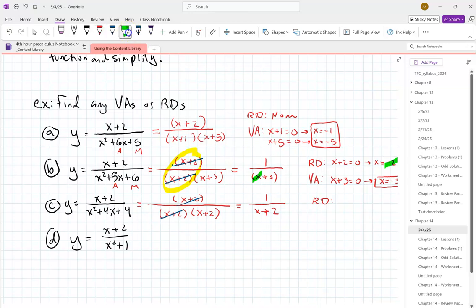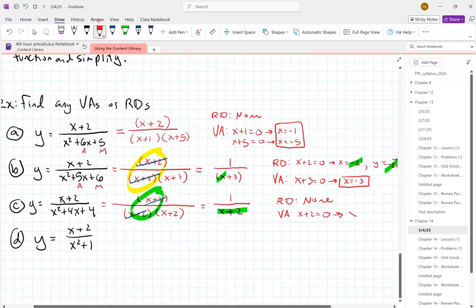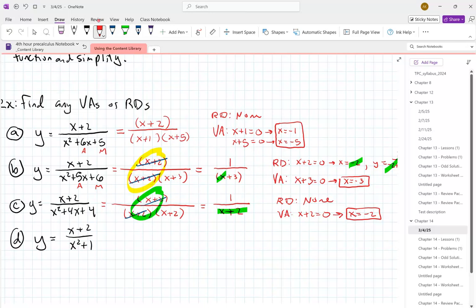No. Because even though I reduced an x plus 2, I still have x plus 2 in the denominator. It was not completely reduced. I just was able to do some reducing. So this is still none, because that factor is still there. So, vertical asymptote time, and I just get x equals -2.